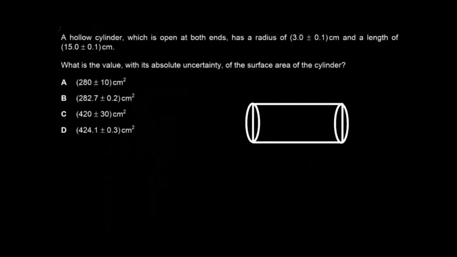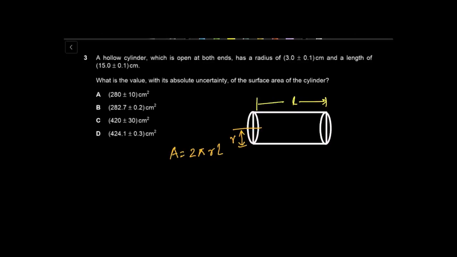A hollow cylinder which is open at both ends has a radius of 3 plus minus 0.1 centimeter and a length of 15 plus minus 0.1 centimeter. What is the value with its absolute uncertainty of the surface area of the cylinder? First of all, we have to find the area of the hollow cylinder. The area of the hollow cylinder can be written as 2 pi RL.